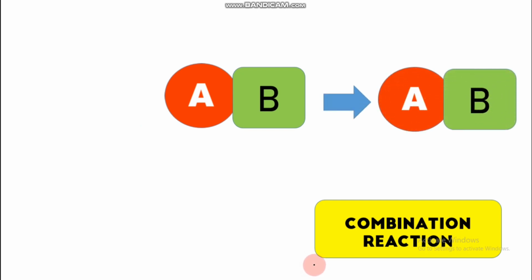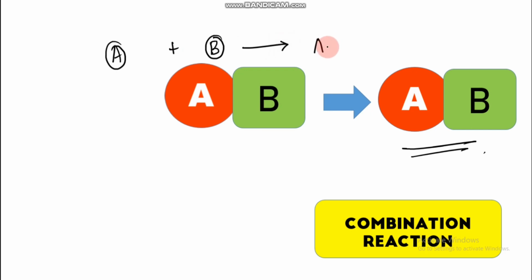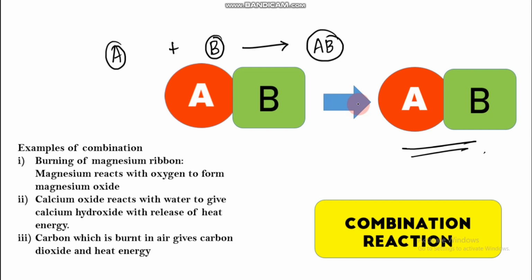Okay, you people know during a chemical change a new product will be formed. So when A as an individual is a different substance, and B as a separate individual chemical is a different substance, when they are combining together, we are getting a new substance AB. Okay, so two substances are combining together to form a new substance, that is AB. These kind of reactions we call combination reactions.